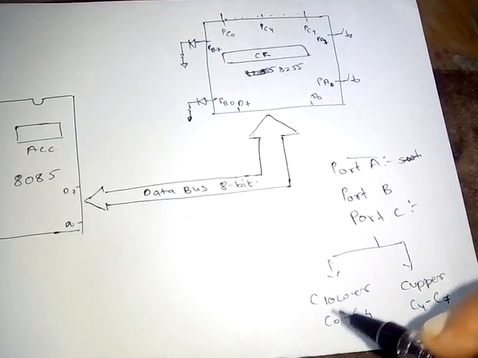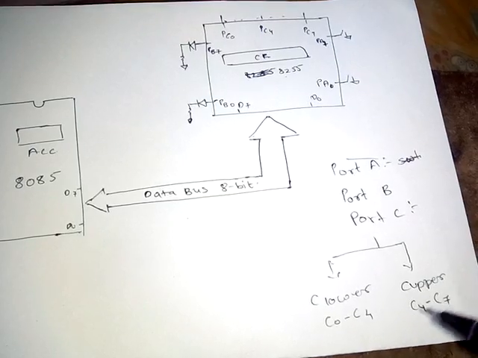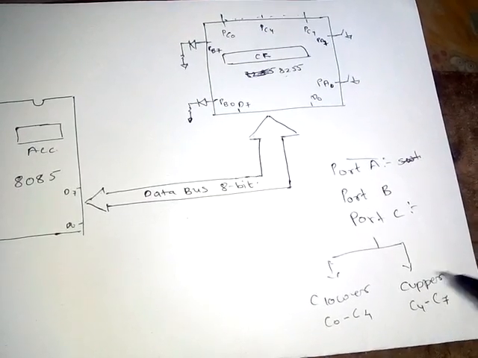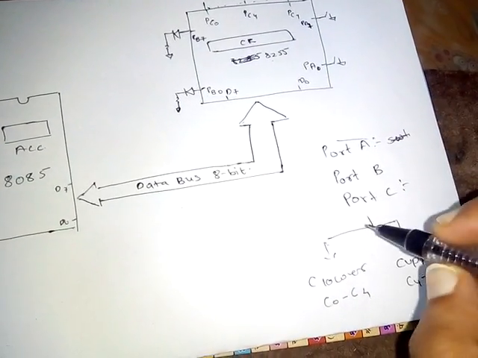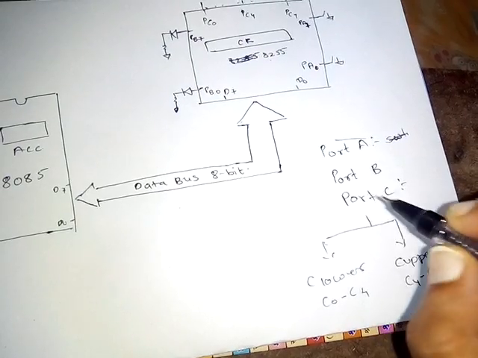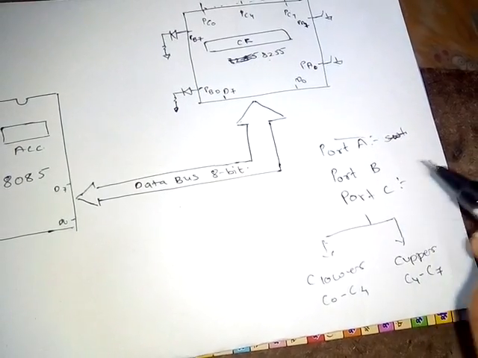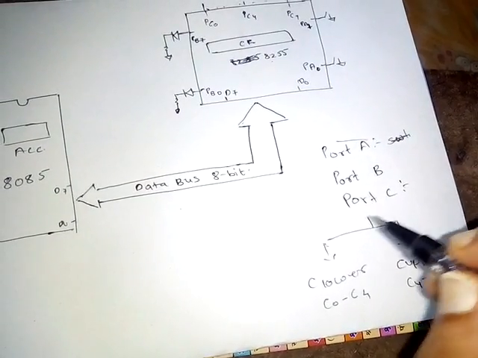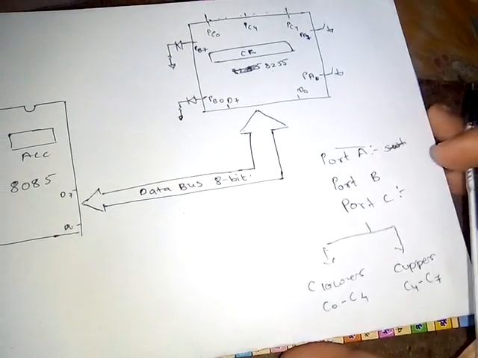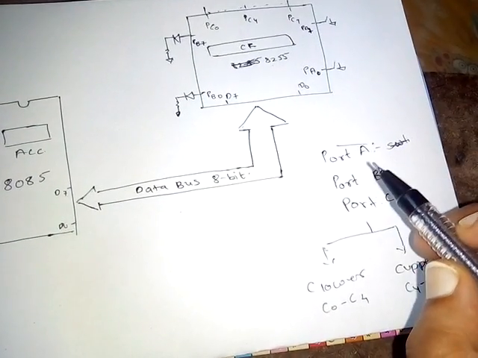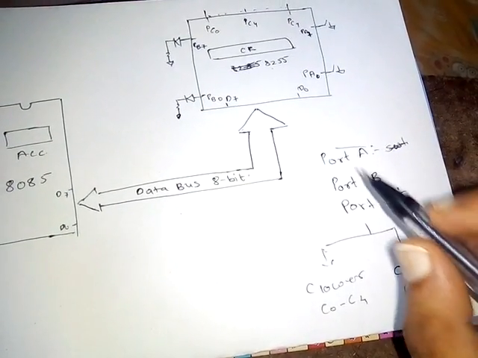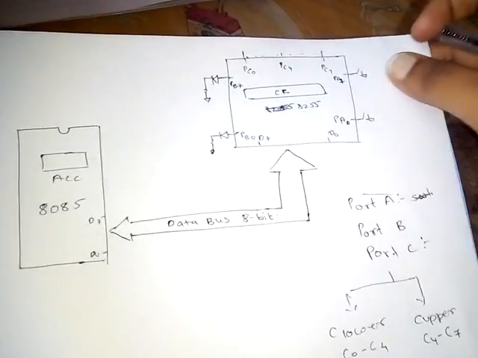You can use C lower as input output and C upper as input output individually, or you also have the third option to use the total port C as either input or output. So actually port C gives you three options, and port A and port B can be used as either input or output. They cannot be divided as port C.